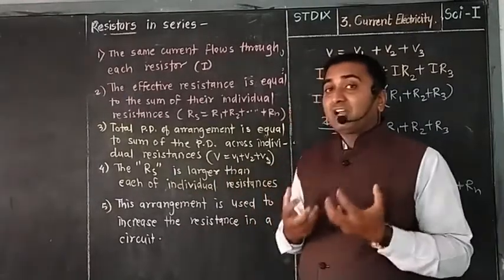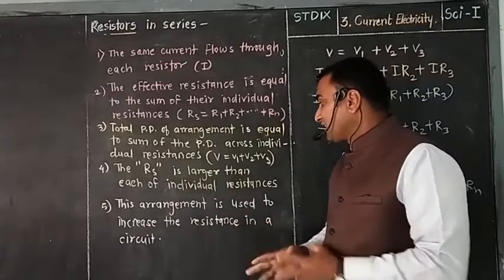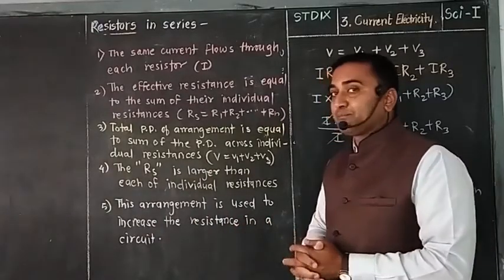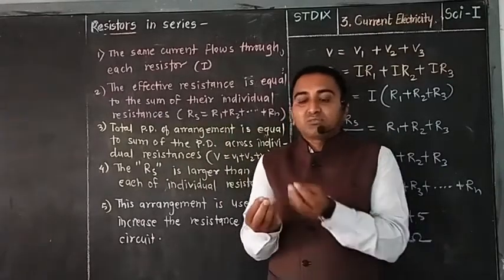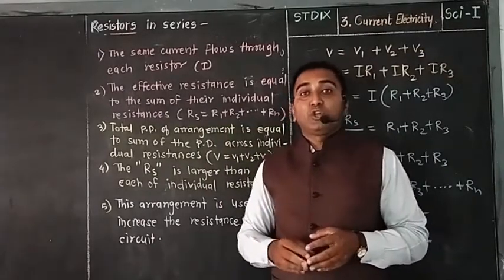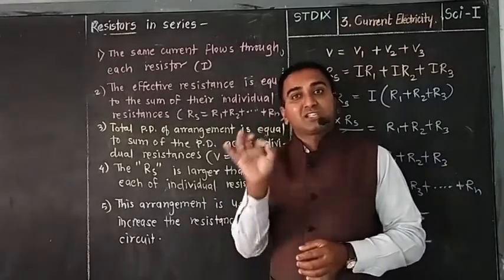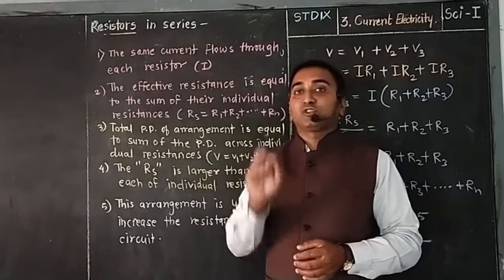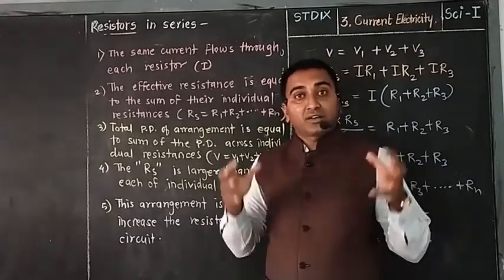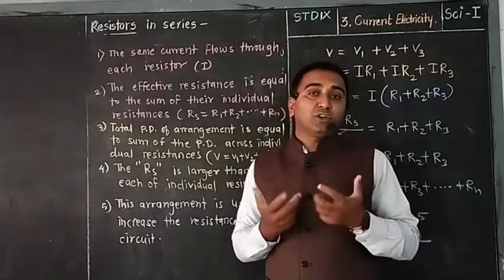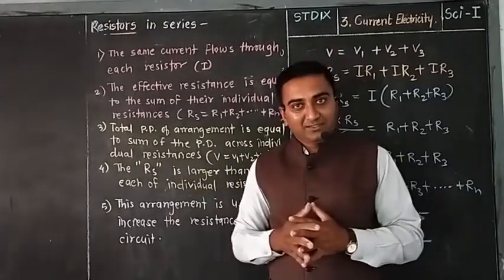Then why are we going to use this combination? This arrangement is used to increase the resistance in a circuit. Suppose you do not have a 10 ohm resistance and you have only small resistances. Suppose you have 100 resistors of only 2 ohm. That means each resistor has a resistance of 2 ohm, and you want to prepare a resistance of 10 ohm. Then what to do? You do not have a 10 ohm resistance. So don't worry about that one.